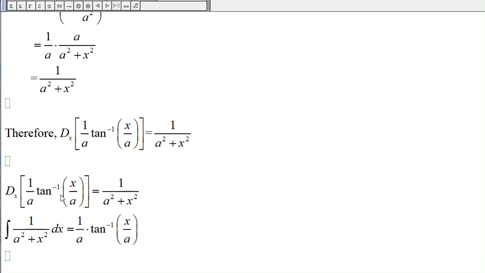So the derivative of this expression is 1 over a squared plus x squared, and therefore the entire derivative of 1 over a squared plus x squared will be 1 over a times tangent inverse of x over a, and then plus c.